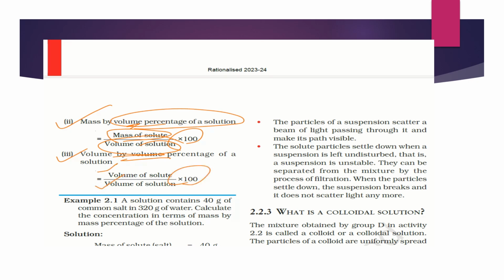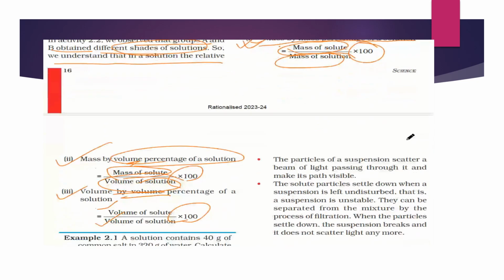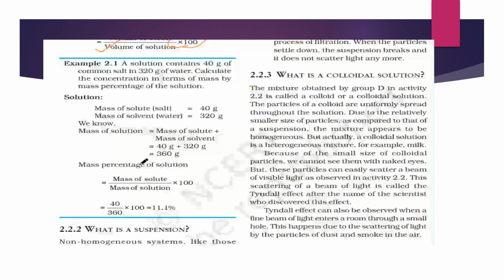So what you need to do: mass by mass percentage of a solution, mass by volume percentage of a solution, and volume by volume percentage of a solution. These 3 formulas you should memorize. If you memorize these and keep them in your mind, it will be very easy for you to solve whatever sums you get in your exam.